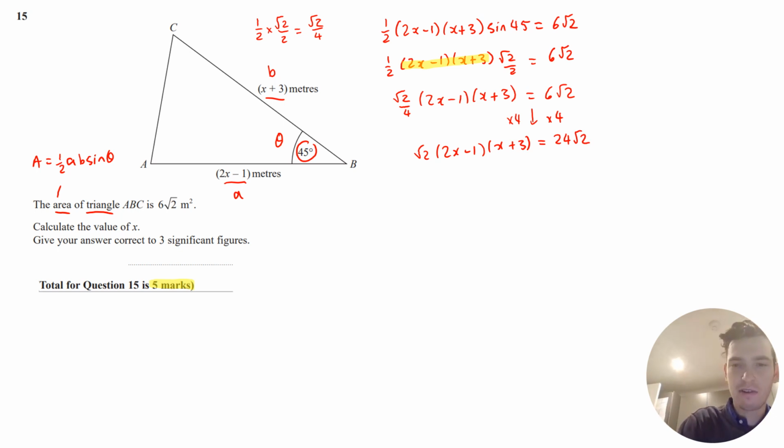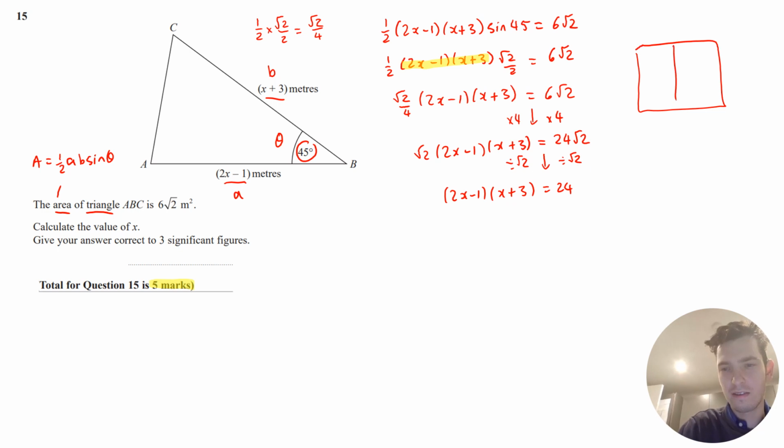And let's now get rid of the root 2's, which will actually cancel out. So I'm not going to have any more square roots, which is a good thing. So I'm going to have (2x minus 1)(x plus 3) equals 24. Now I know with quadratic equations, I need to get 0 onto one side. So before I do that, let's now multiply out these brackets here. So I'll do my working to the side.